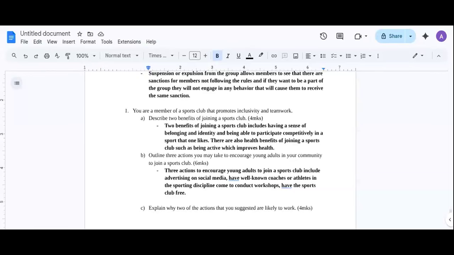Right, so we have here a lot of young adults are using social media. So by advertising it on there, you can reach a lot of them. Good. So we have social media out of the way. Well-known coaches and the sports club being free.